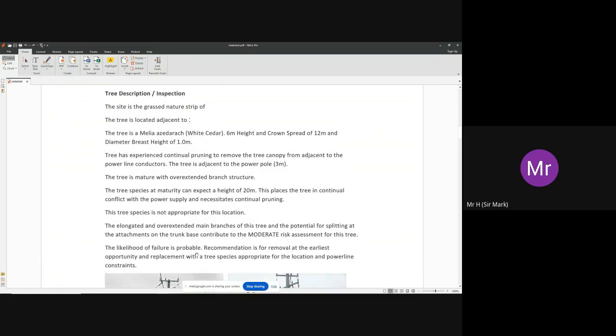Likelihood of failure is probable. That's not the risk. The likelihood of failure is probable. Recommendations for removal at the earliest opportunity. Does that sound like that's something that's got to be done really quickly? Yes. Yeah, in case the branches fall up and the whole concept of general relativity is destroyed. We've got to stop that from happening as quickly as possible.